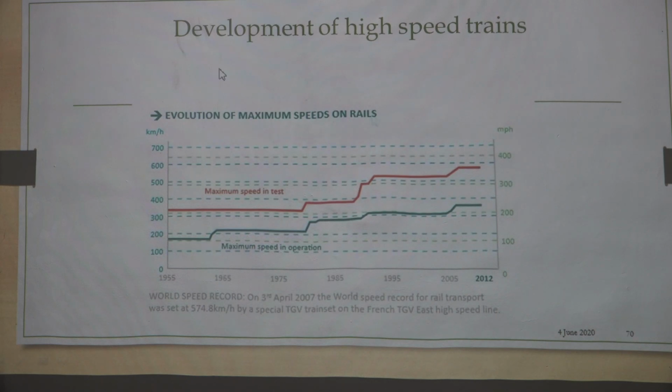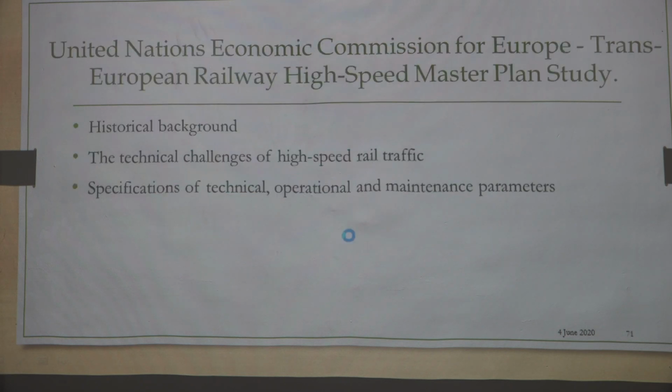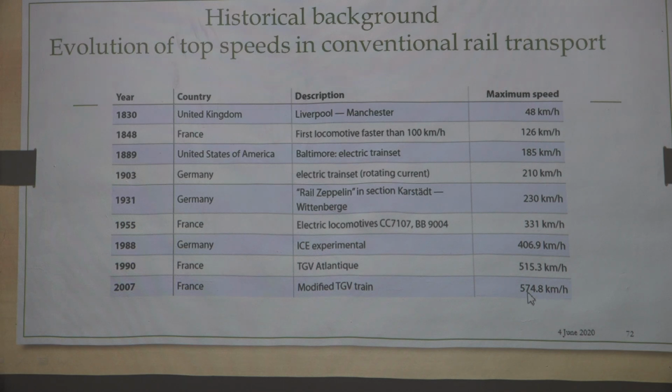Then this is the development of high speed trains. In high speed trains we have now marked the landmark of 574.8. In 2007 France tested this high speed train and the maximum recorded speed was 574. Initially in 1830 the speed was less, 48 kilometer per hour.